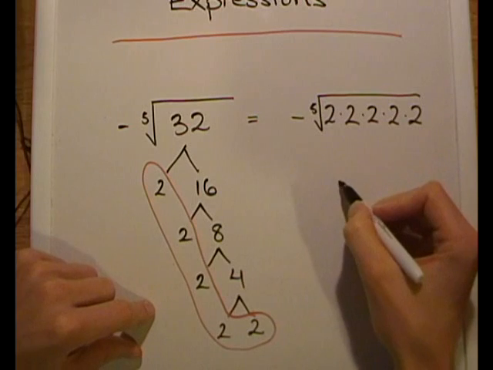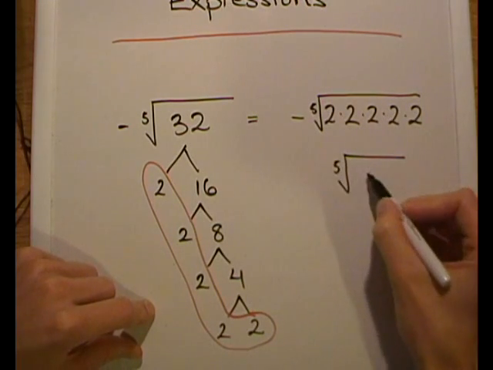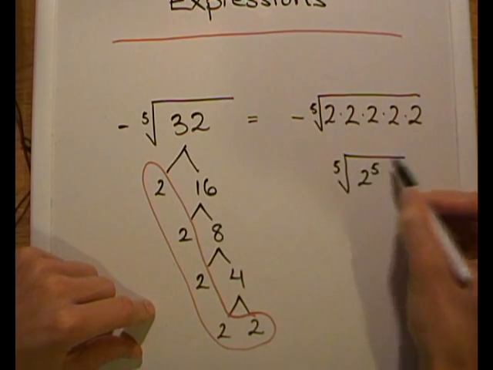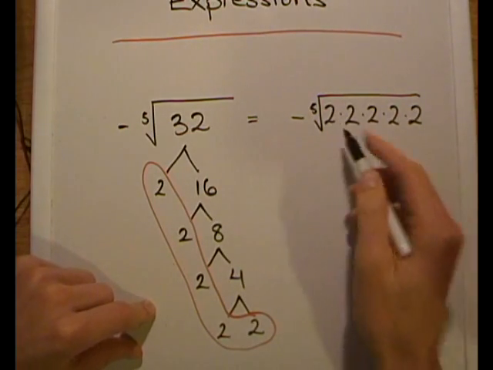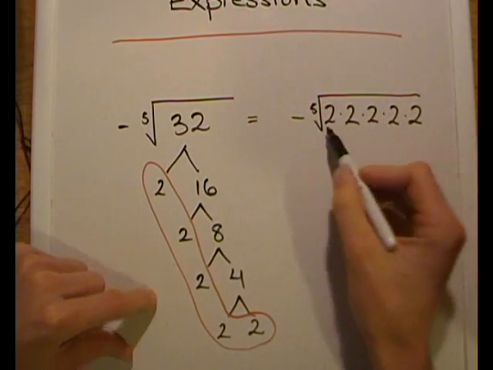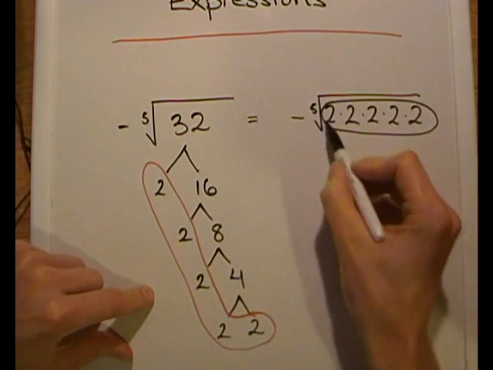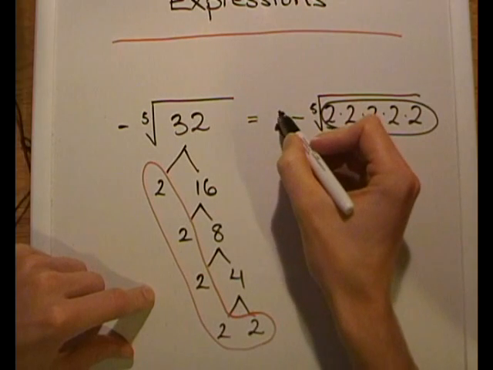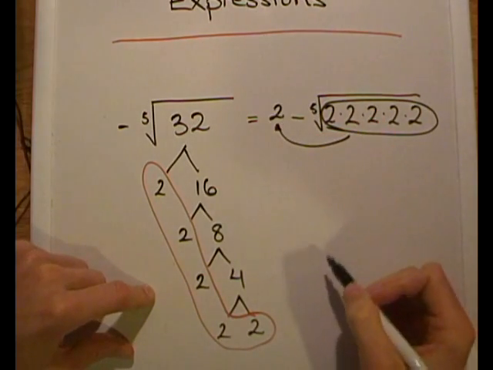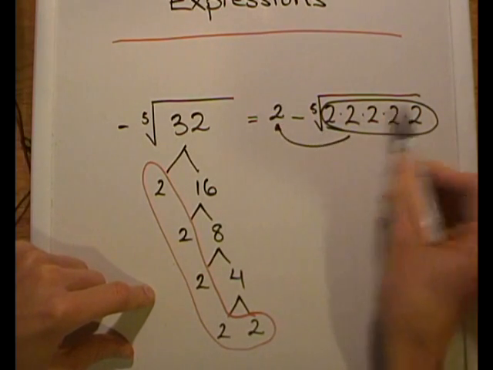And again, you could write this as the fifth root of 2 to the power of 5 if you wanted to, and work from there. So we break out groups of 5 of the same. We have one group of 5 of the same, 2's. So we break those out, and what's left inside the root is nothing.